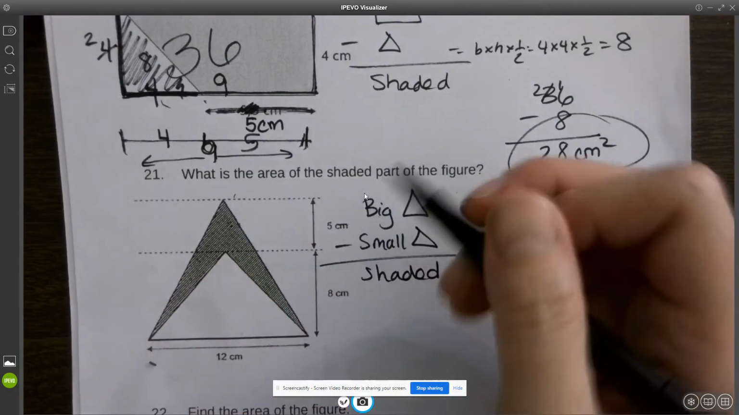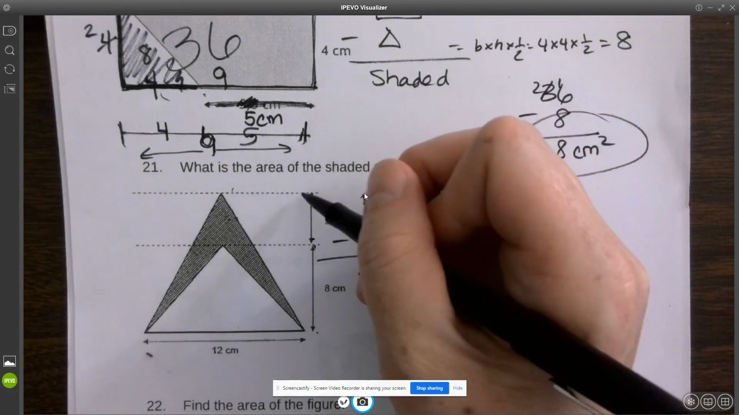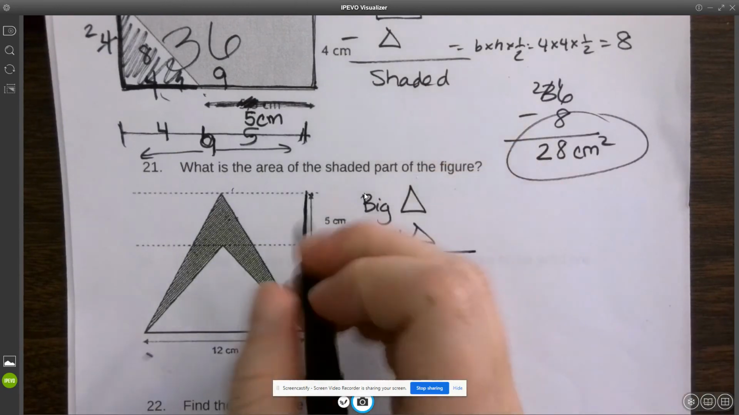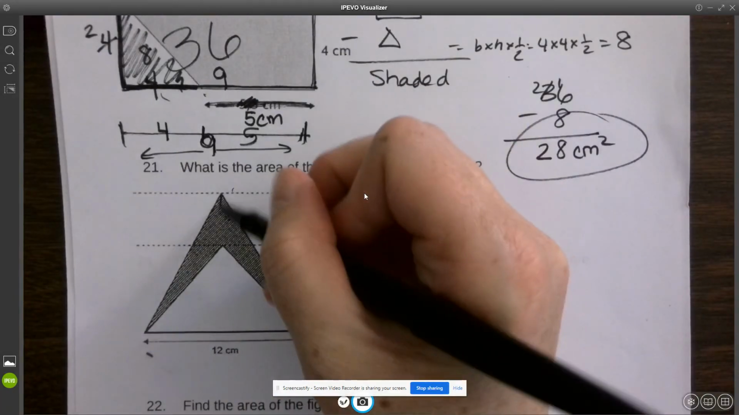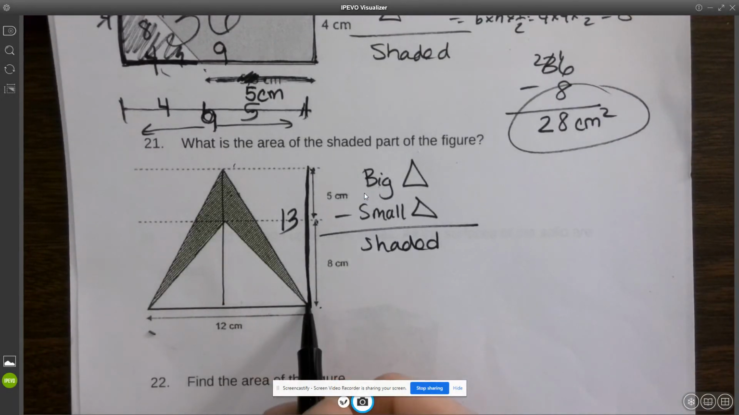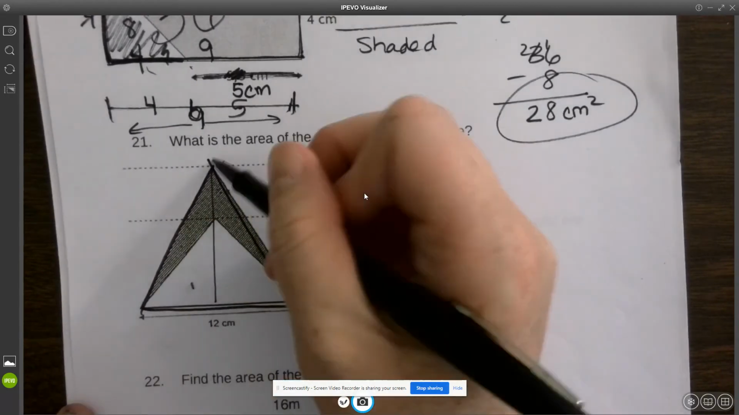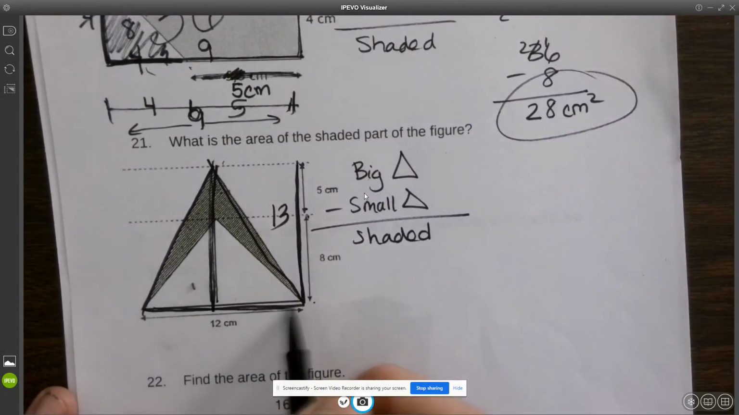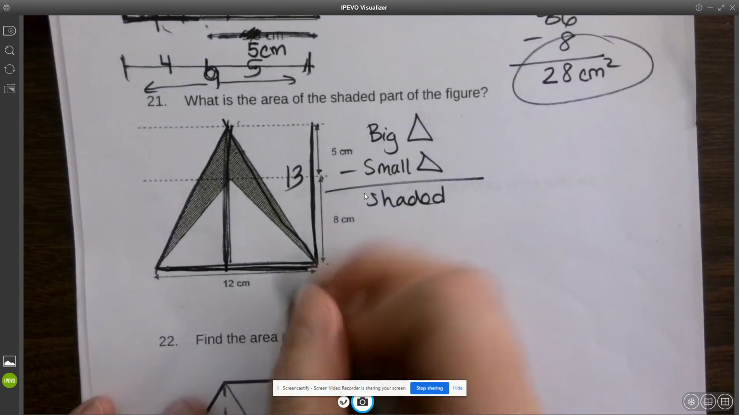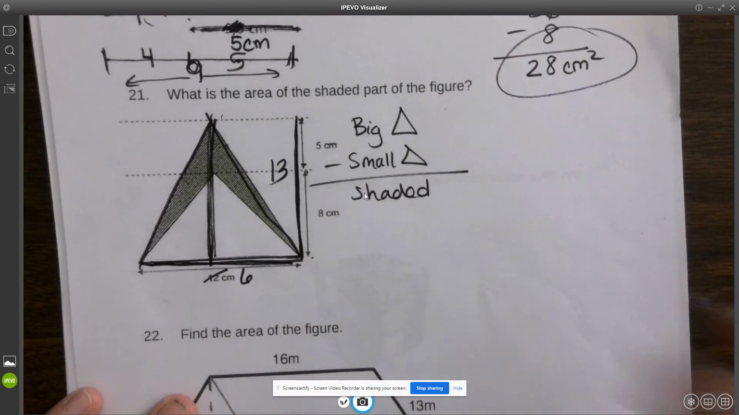Okay, let's first do the big triangle. From here to here is 5 and from here to here is 8. So altogether, the height of this big triangle would have to be 8 plus 5, which is 13. The base is 12 for this big triangle right here. I don't want to do 12 times 13 divided by 2. So instead, I'm going to cut 12 in half because 13 can't cut in half, and make it 6. Now I can easily do the big triangle.